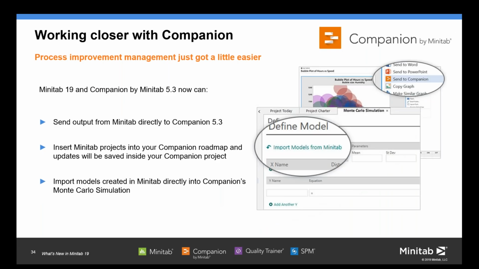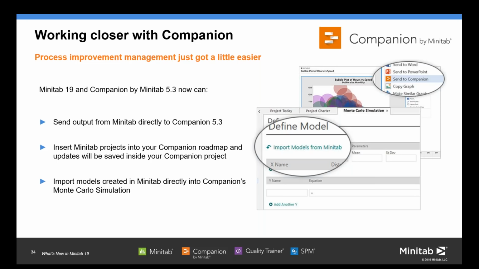The other product that we have is Companion, and Companion, like I said, is our project execution visibility tool. Working with Companion is a little easier now with Minitab 19. So we're working towards better integration, and some of those first few steps is being able to send output from Minitab directly into Companion. So now when you're creating your output in Minitab and you want to put that output into your Companion project roadmap, you can just right mouse click or click the context menu and send to Companion.